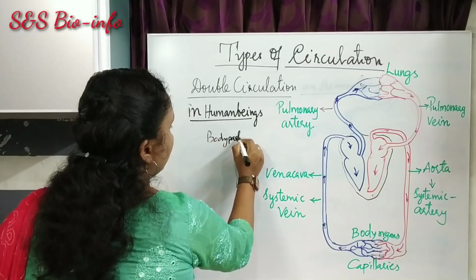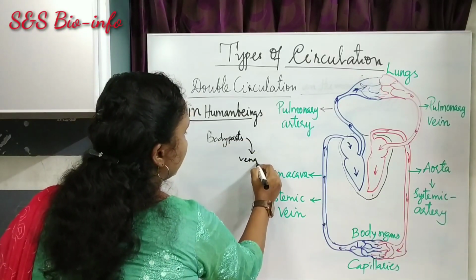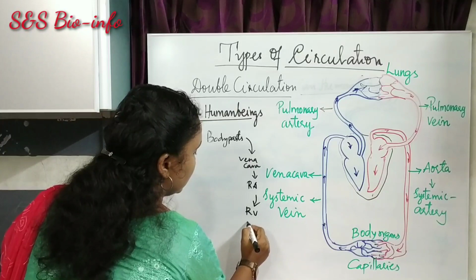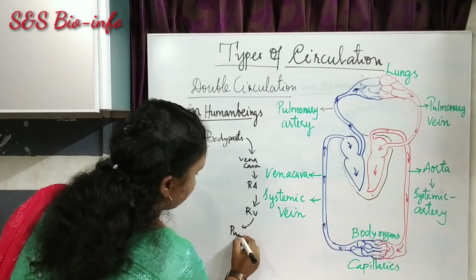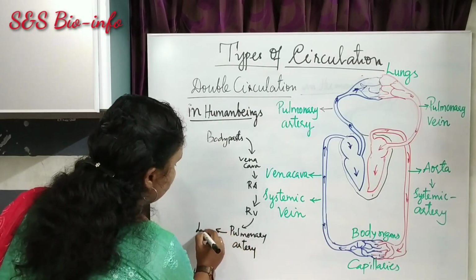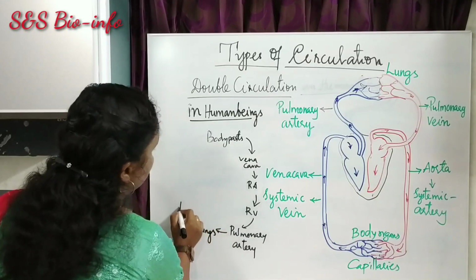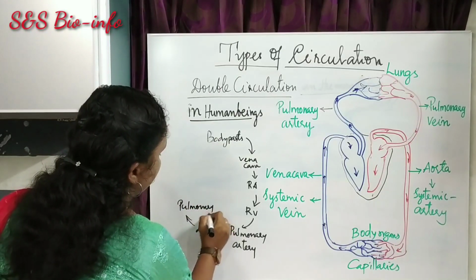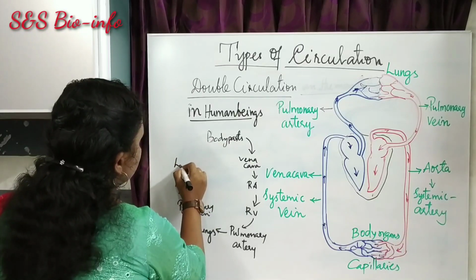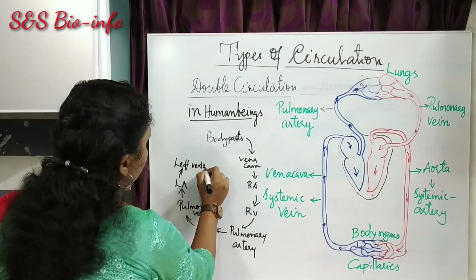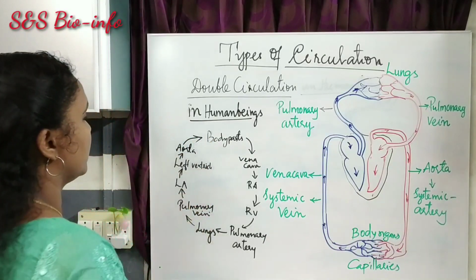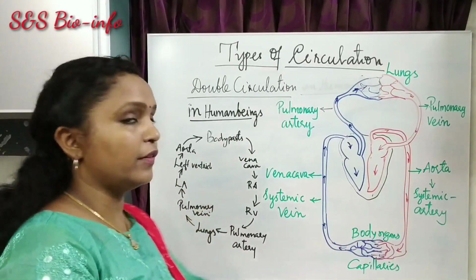Body parts. From the body parts, the impure blood goes to the vena cava, then to the right atrium, then to the right ventricle, then through the pulmonary artery to the lungs, then the pulmonary vein, then the left atrium, left ventricle, then the aorta, then arteries to body parts. This is the circulatory pathway of the blood.